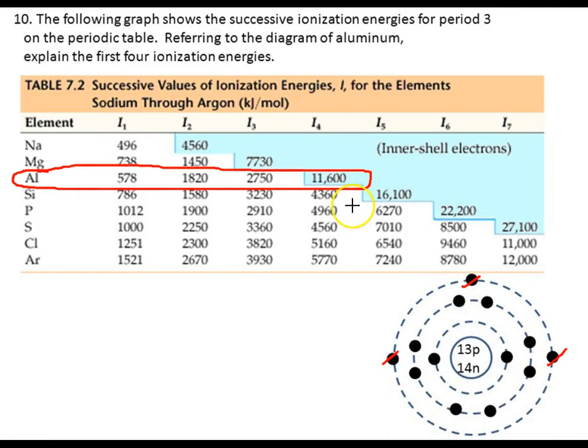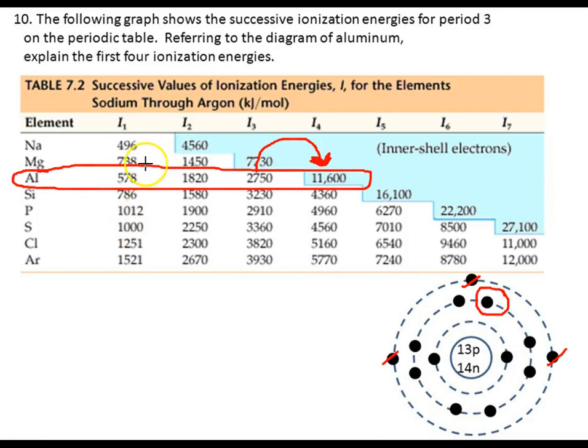electrons. But then if you try to take off the fourth electron, look at this huge jump from the third to the fourth. Why is that fourth electron so difficult to remove compared to the third? Because the fourth electron is on an inner shell.